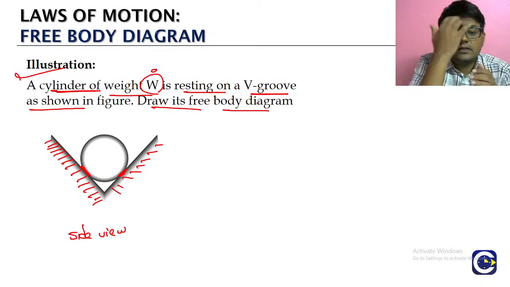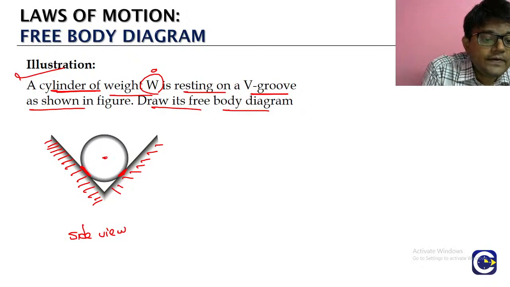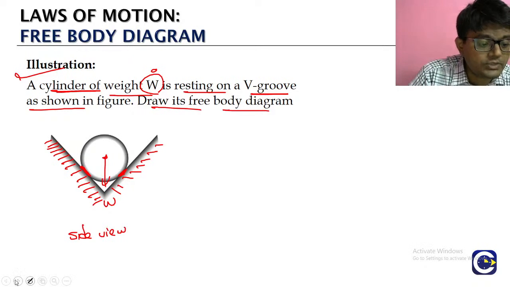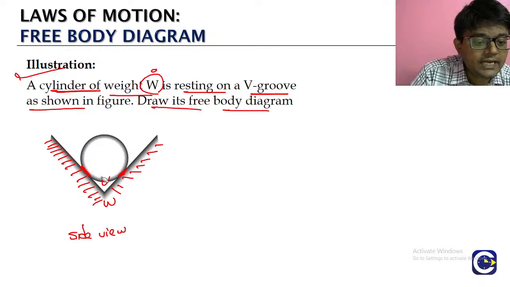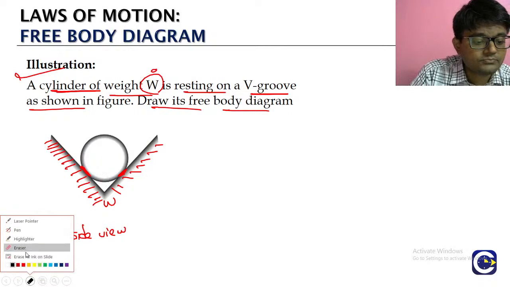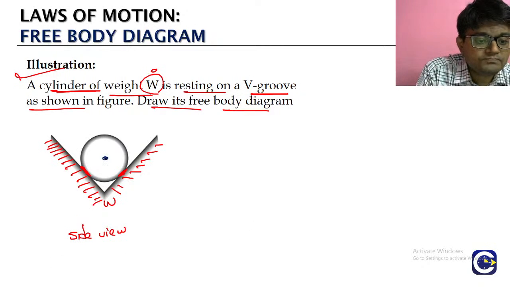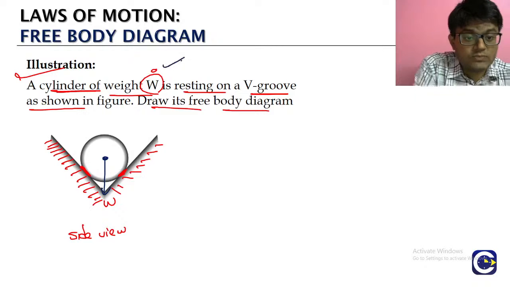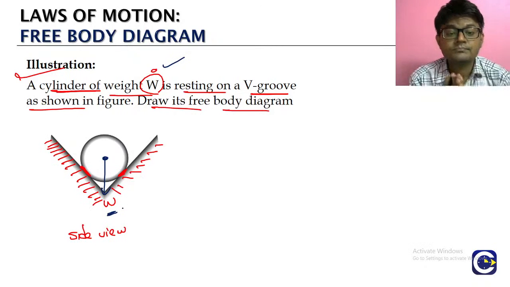See on this cylinder, obviously there will be the weight W. Maybe I'll use a different marker so that we can see clearly. First I'll represent it here, and then I'll give a clear diagrammatic view. So look at this. There is a weight that will be acting on the cylinder, which they are also giving as W. That will be from the center of the cylinder, vertically down. Okay, so this is the weight.